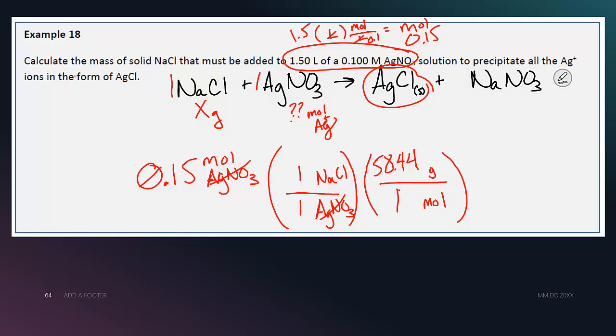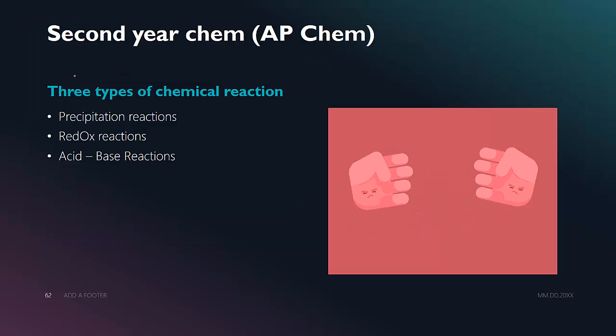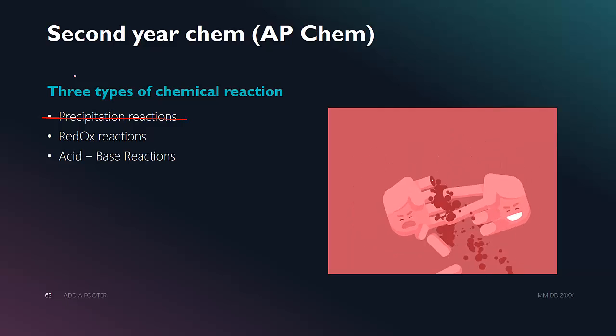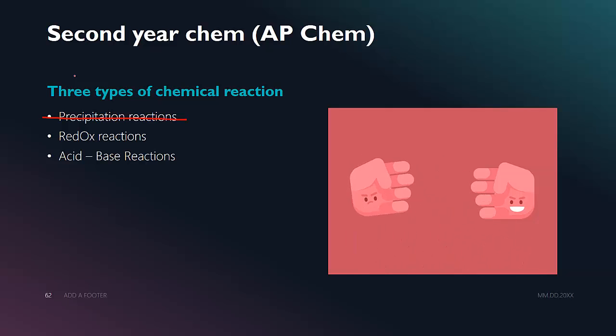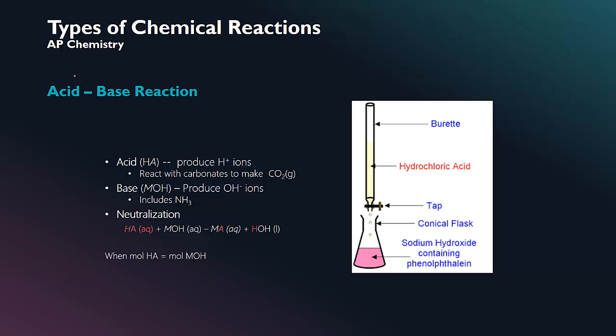So multiplying all this out, we would need 8.77 grams of sodium chloride in order to precipitate out all of the silver. So precipitation reactions use all the stuff we've talked about up to now: net ionic equations, solutions.